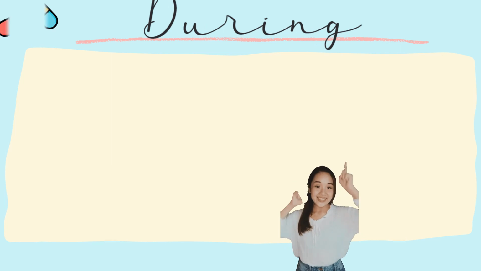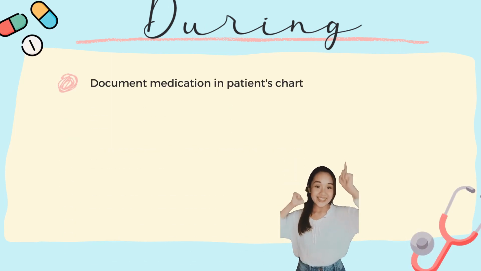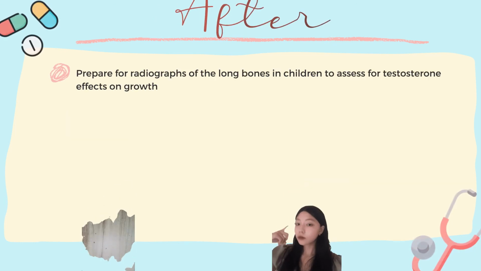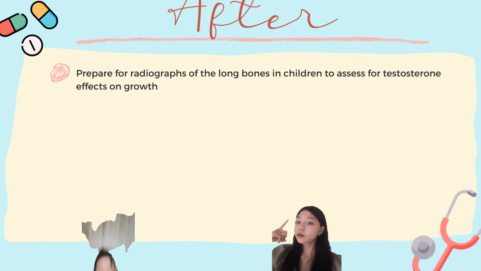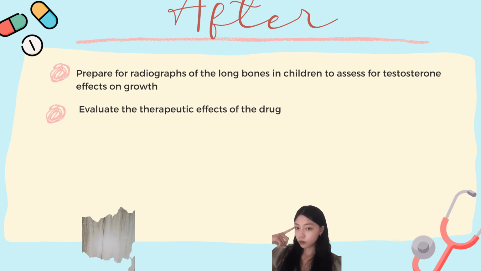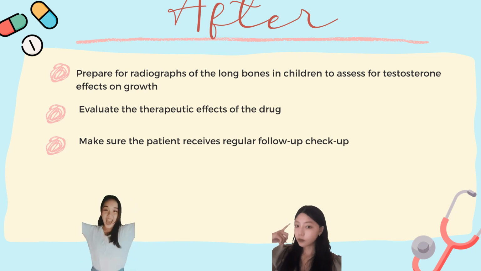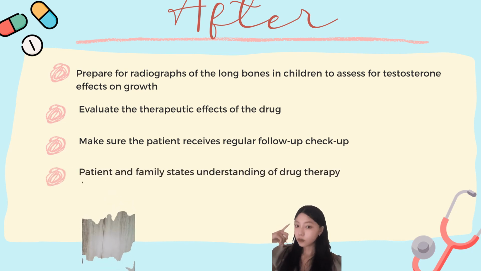In drug administration, you should not forget to document the medication in the patient's chart. Use cautiously. Observe elderly men for prostatic hyperplasia. If symptomatic prostatic hyperplasia or prostatic cancer develops, discontinue the drug. Prepare for radiographs of the long bones in children to assess for testosterone effects on growth. Evaluate the therapeutic effects of the drug. Make sure the patient receives regular follow-up checkup and the patient and family states understanding of drug therapy.